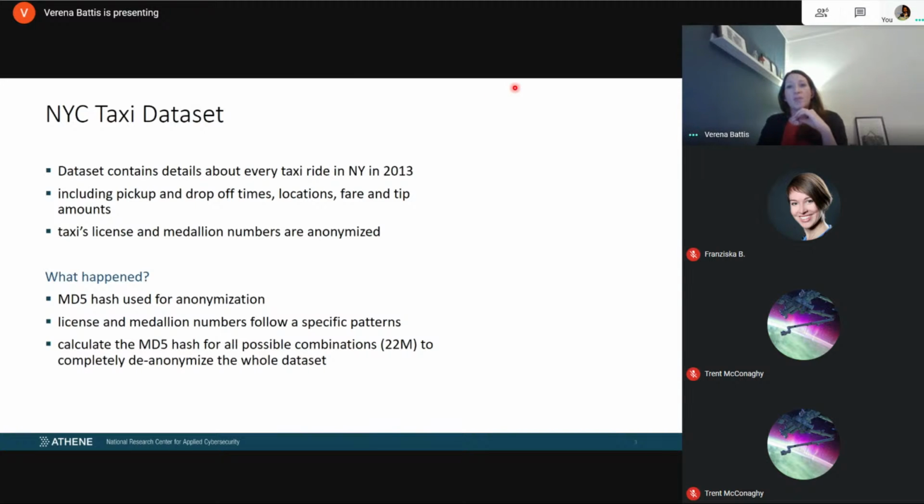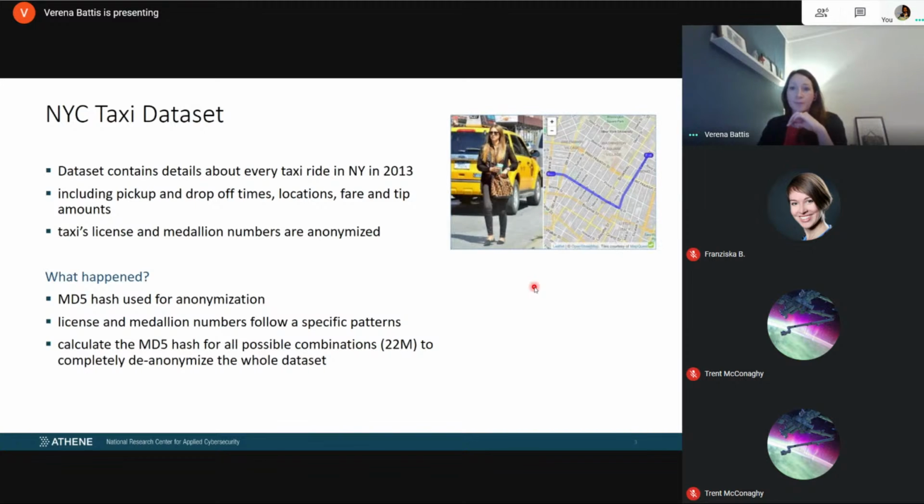And that's what happened with Riding with the Stars, a pretty popular example of what happened with this dataset. This, for instance, is the route Jessica Alba took one day, and the person just Googled stars getting or celebrities getting out or in a taxi, and you can clearly see the license number and the medallion number.